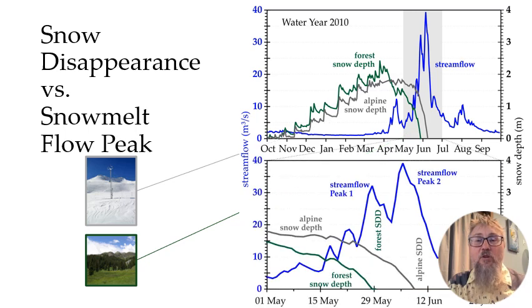So when we look at the detailed snowmelt peak, the high streamflow from snowmelt, we can see the first peak here in late May, the second peak occurring a few weeks later, and then we look at the forest meltout, exactly the same, snow disappearance, and then the alpine meltout is a few days later. But they're relatively well correlated, and that is the impetus for this study.